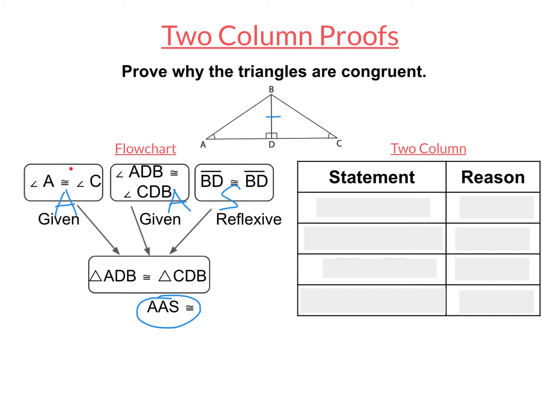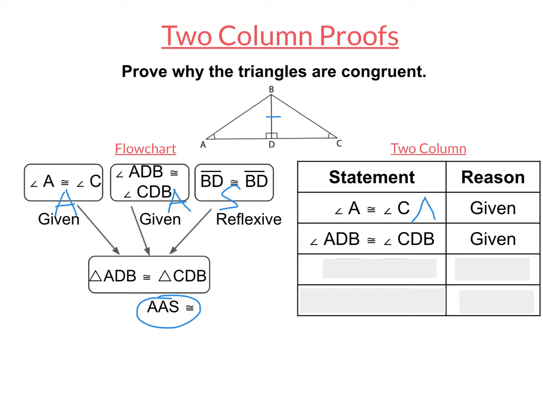So first off, all of the statements inside of these bubbles are going to go in this left-hand side under the statement column. The reasons are all going to be the statements that came underneath the bubbles, basically showing why we can make those statements inside the bubbles. So the first two statements that we can make are just the givens, and that's common practice that whenever you're given information, that will typically be the first statement or two in the two-column proof as well.